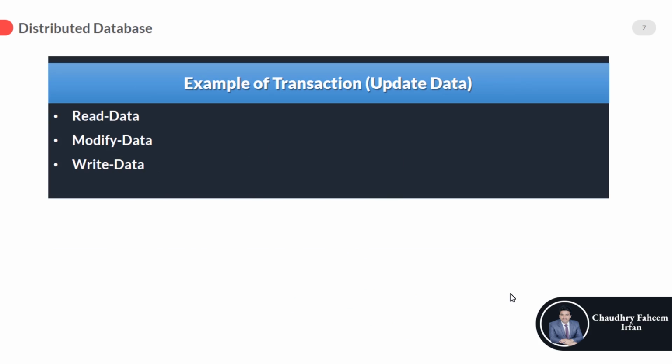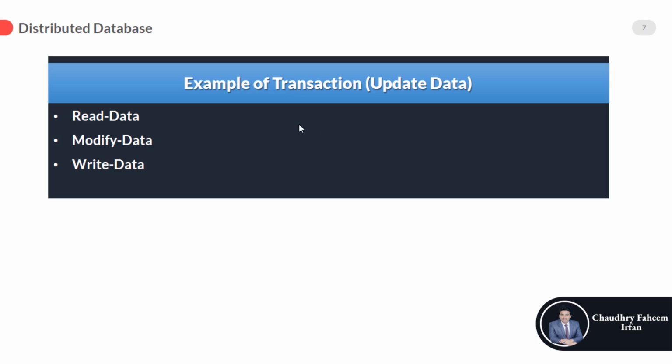Example of a transaction. For example, I want to update data. So what are the operations that are going to be performed? A transaction may be a combination of operations. The update operation can be divided into a number of low-level tasks or operations. A data update operation can be divided into 3 tasks.